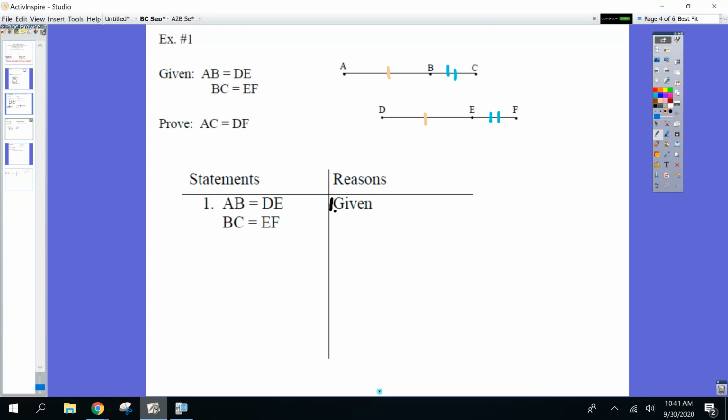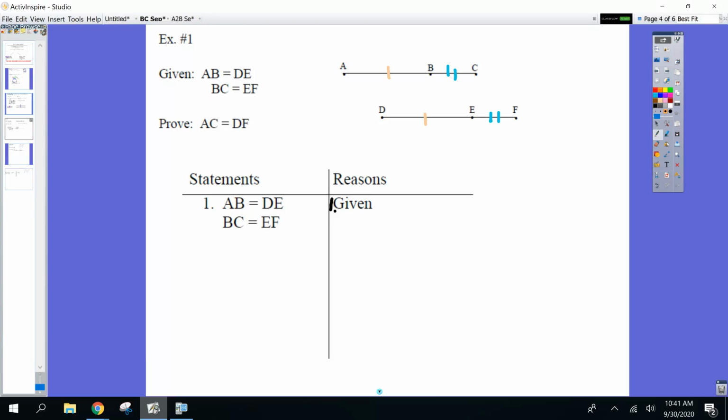Okay, here's my first question for you. What must I do to AB and BC to get to AC? What do I have to do to those two segments, Ellie, to get to the full thing? Add them together. And I have one more question for you, Ellie. What do I do with DE and segment EF to get to DF? Add them together.